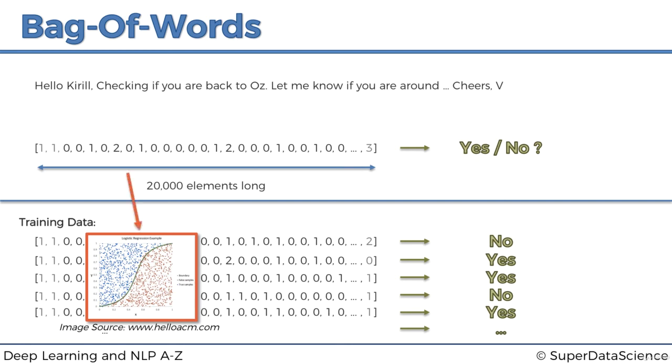Then we can feed our actual email that we got into this model, and then get a response. So we use all the training data to create a model. We feed in our actual email, which, this is important, has exactly the same format.